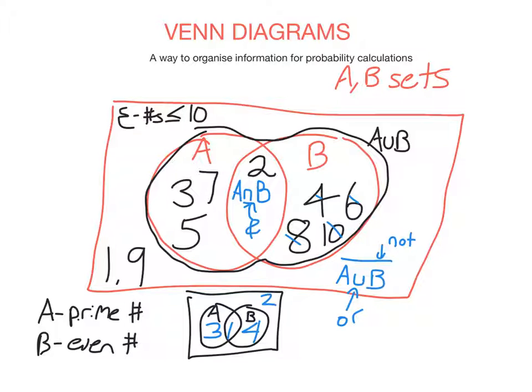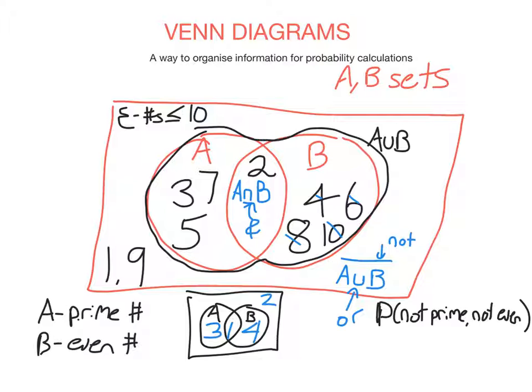So I can use this in probability calculations. How would I do that? Let's say that I pick a number at random between 1 and 10, and I want to find the probability that the number is not prime, but also not even.